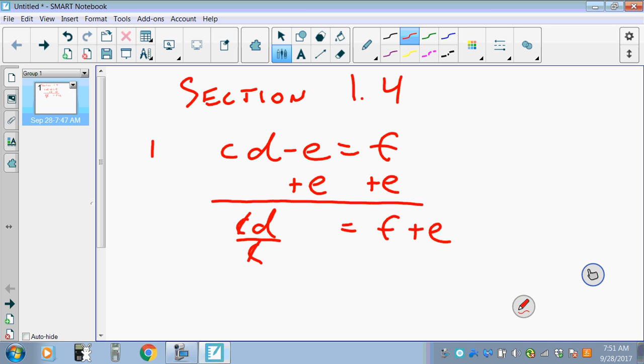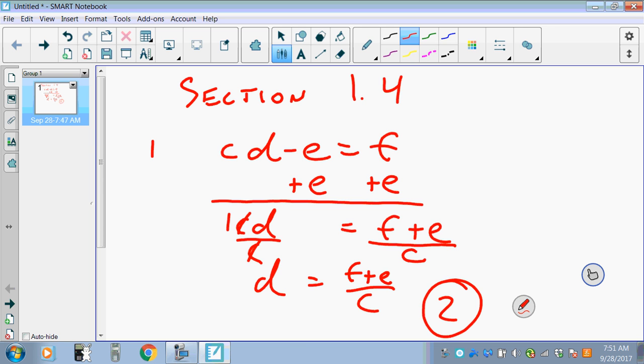C divided by C becomes 1. So 1D is just D. Remember, you need to do the whole thing, not just part of it, the whole thing by C. So D is going to equal F and E. F plus E over C, which is answer number 2. All right.